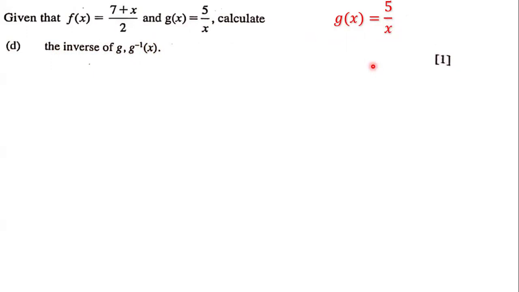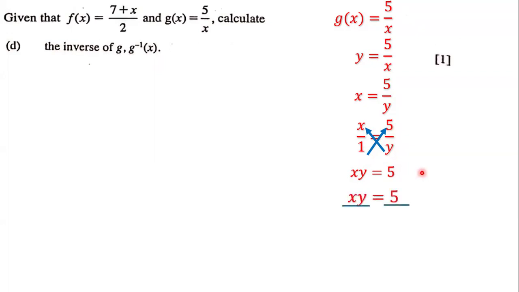The first thing that we're going to do is set g(x) equal to y. And so we have y is equal to 5 over x. Next, we swap x and y. So we put x over 1 is equal to 5 over y. We multiply y times x, and we multiply 1 times 5. And so xy is equal to 5. Next, we divide both sides of this equation by x.